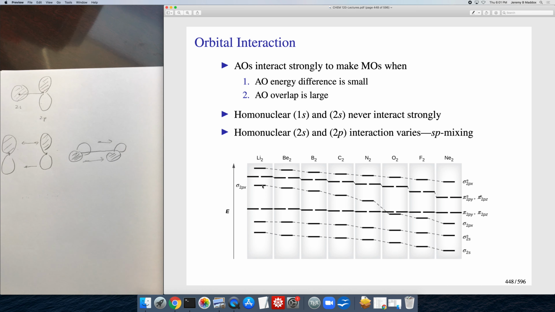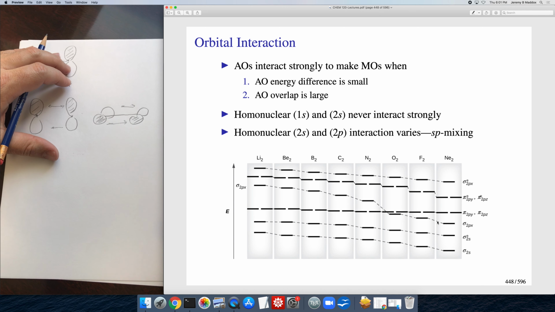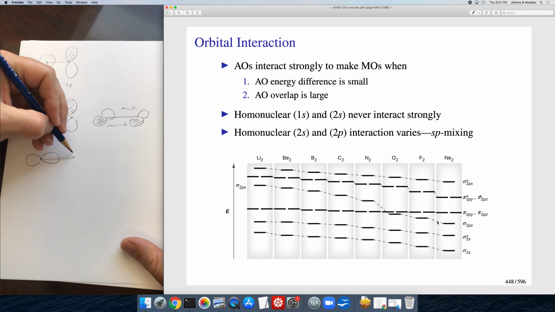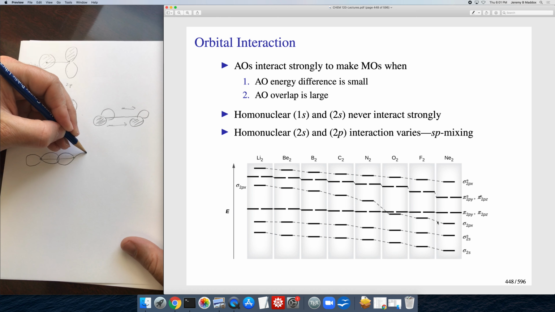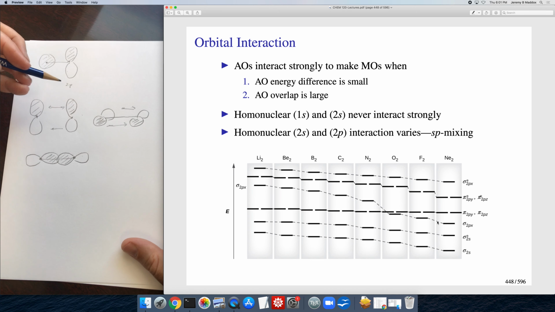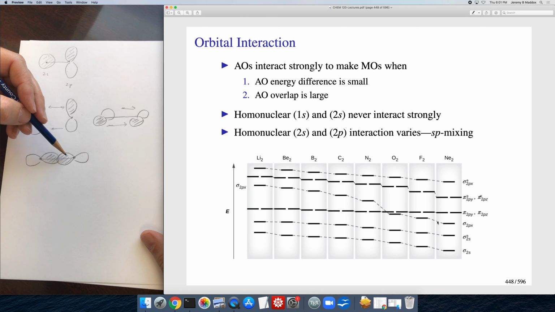The orbital here, this sigma 2px, that one looks like this, where you would have the two atoms, and then you would form, if they add together like this, you're going to have electron density forming between them. So this is the bonding orbital for the 2px atomic orbitals.